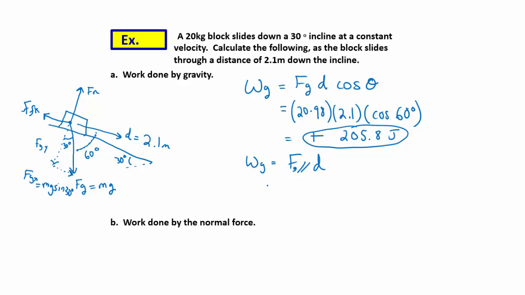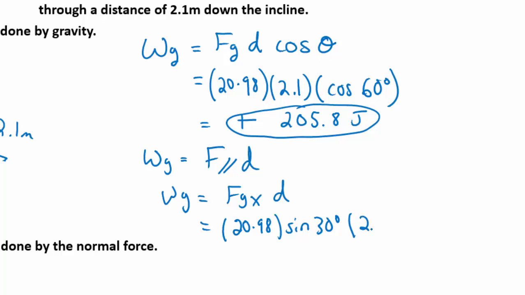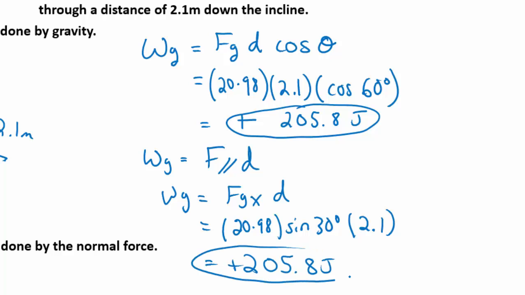So what I can do then is rewrite this: the work done by gravity is equal to, I'm just going to erase this little g here, F parallel d. So FGX was the force acting in the same direction as the displacement, times d, and FGX was just mg sine 30. So we have 20 times 9.8 times sine of 30 degrees over that 2.1 meters. And what we're going to find is that it's going to be the exact same value, either way we look at it.